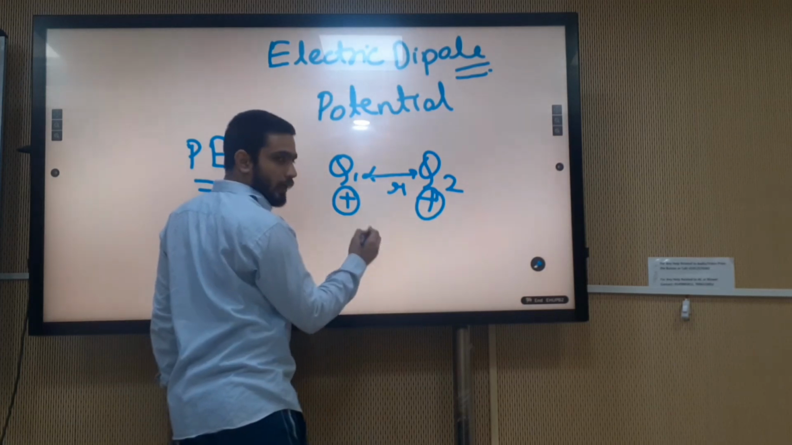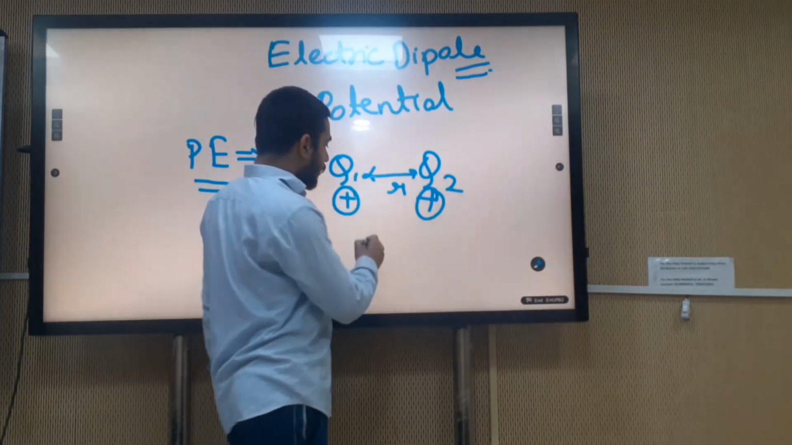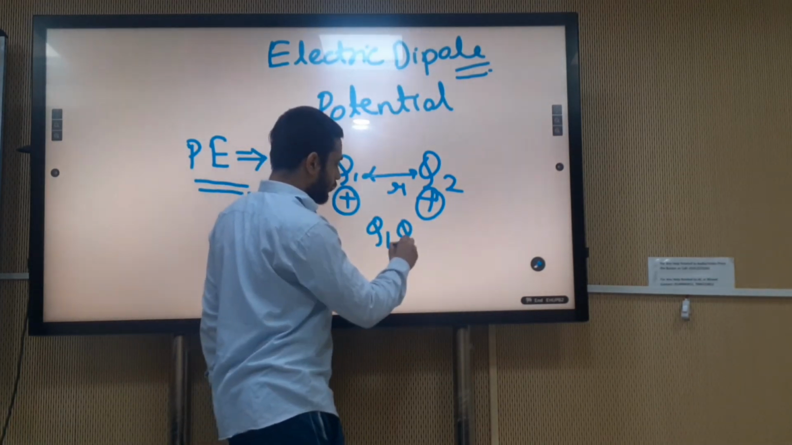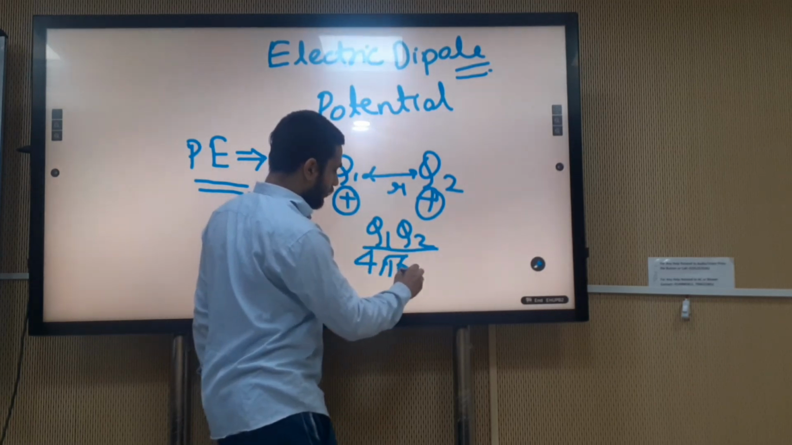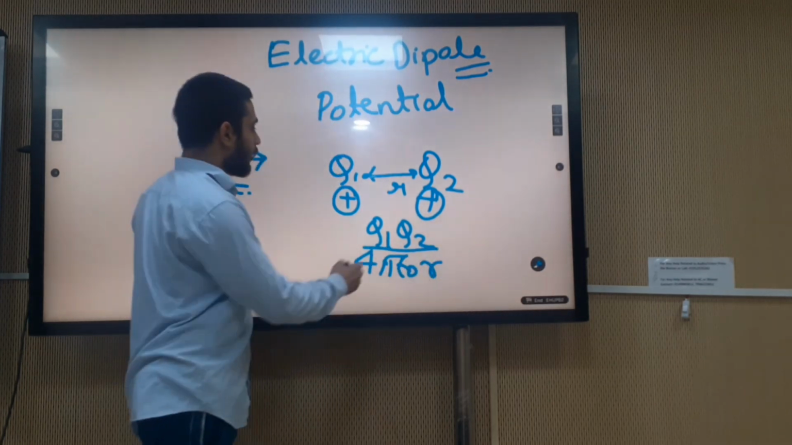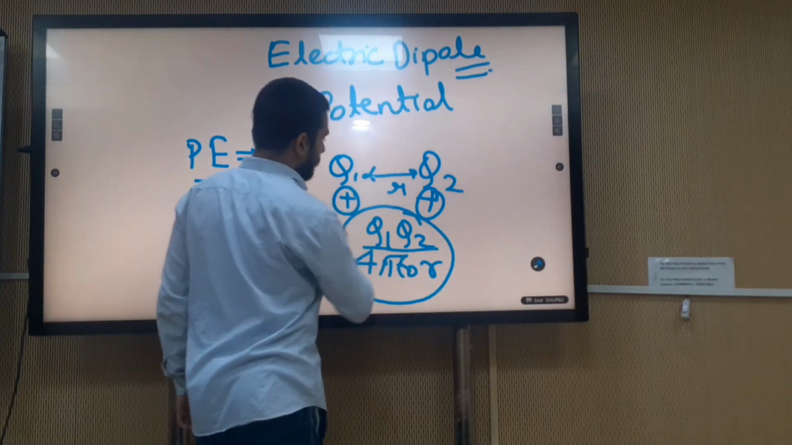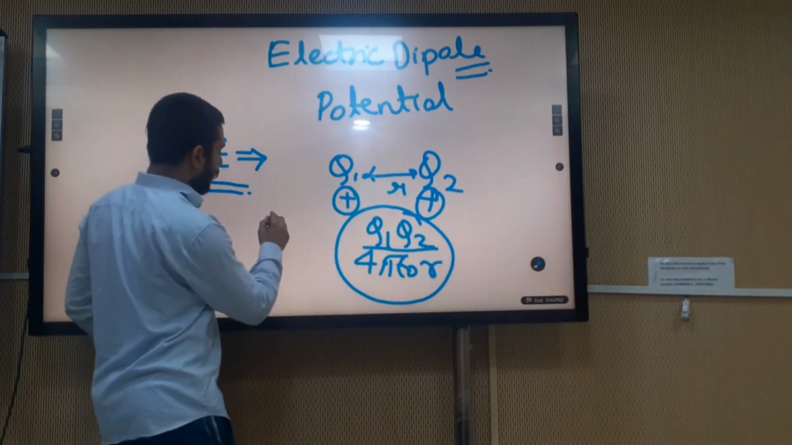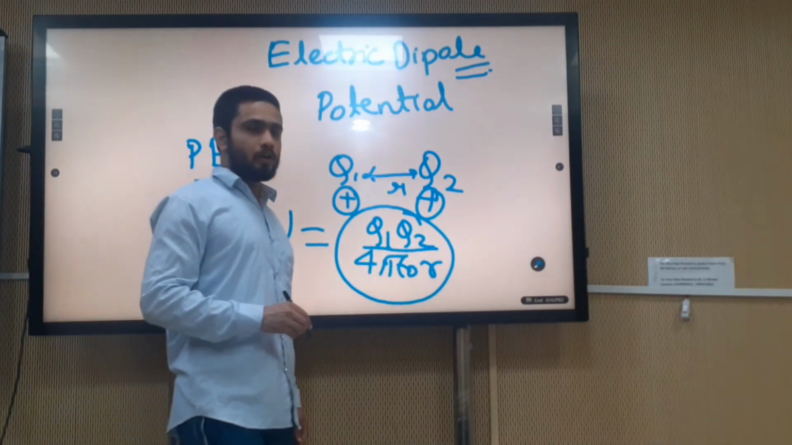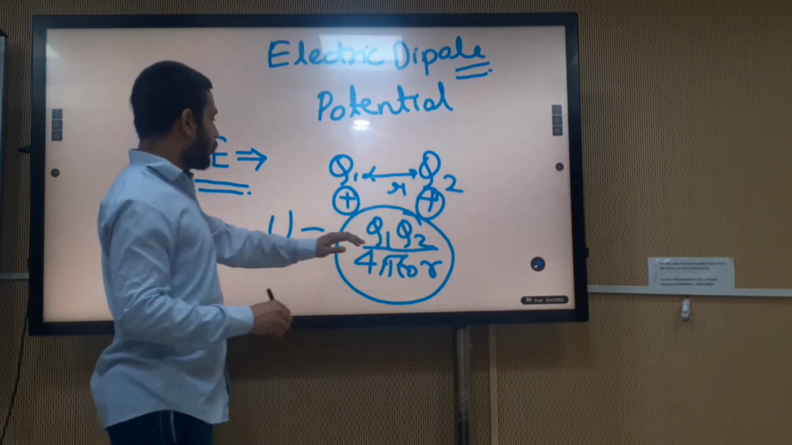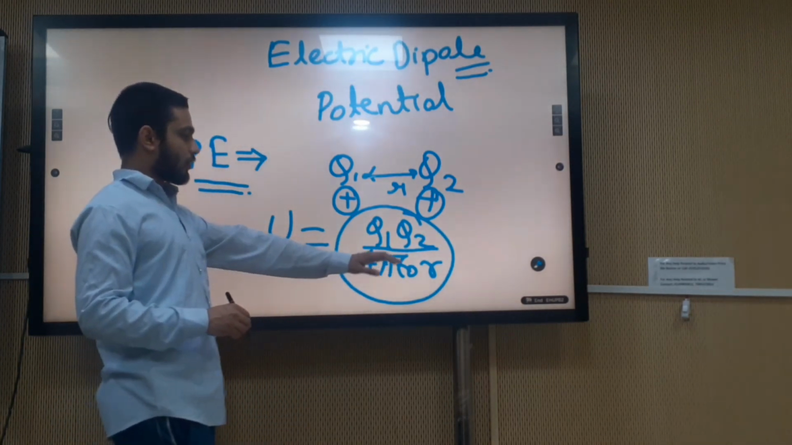So the potential energy will be Q1 Q2 upon 4 pi epsilon naught r. How did this term come? U is equal to Q1 Q2 upon 4 pi epsilon naught r. So how did this term come?